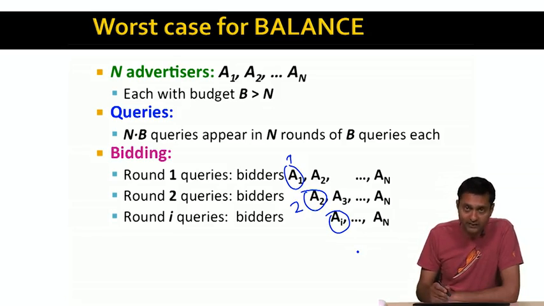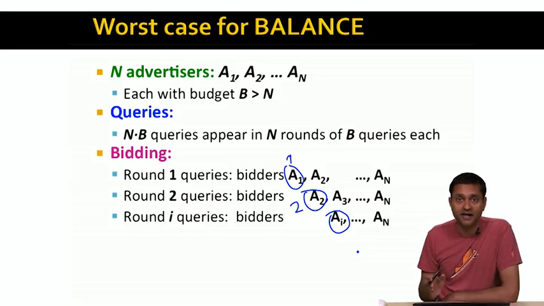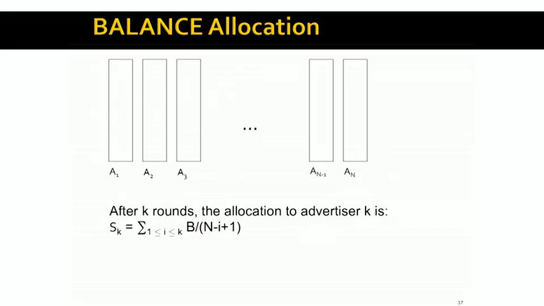And since the optimal algorithm assigns all the queries in round I to advertiser I, it is in fact able to assign each query to some advertiser. And so the revenue of the optimal algorithm is equal to the number of queries, and that is n times B. Now let's see what the balance algorithm does in this case.